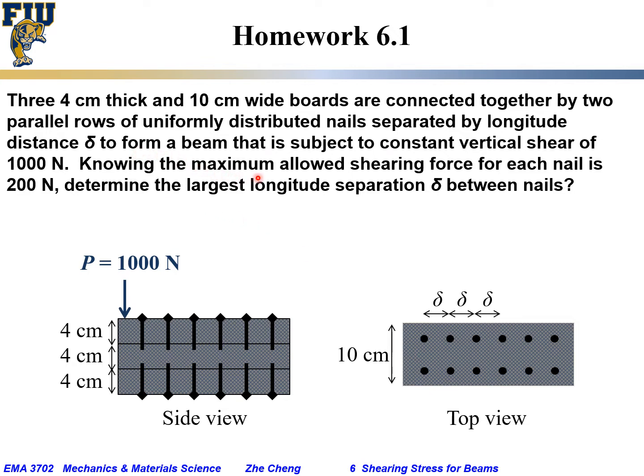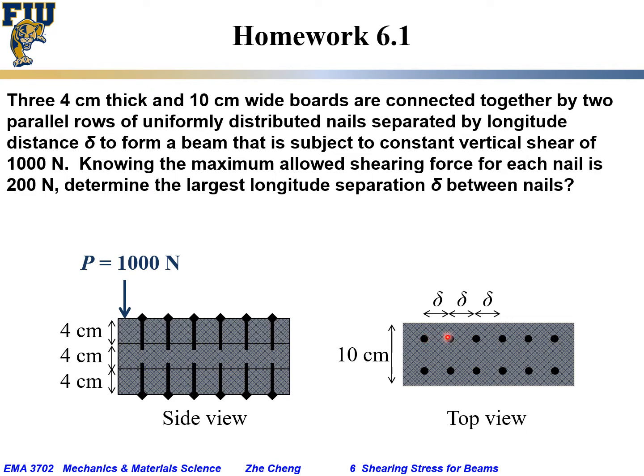Knowing the maximum allowed shearing force for each nail is 200 newtons. So you can imagine each nail can handle a certain force, and we said it's 200 newtons. Greater than 200 newtons, the nail may bend or even break or fracture. So we want you to determine the largest longitudinal separation delta between neighboring nails.